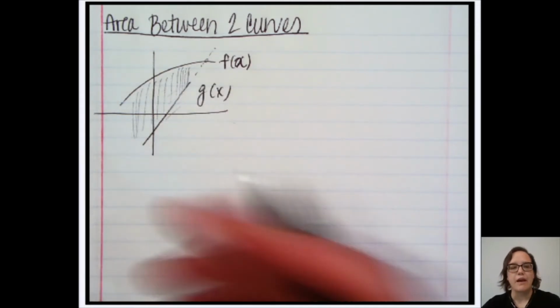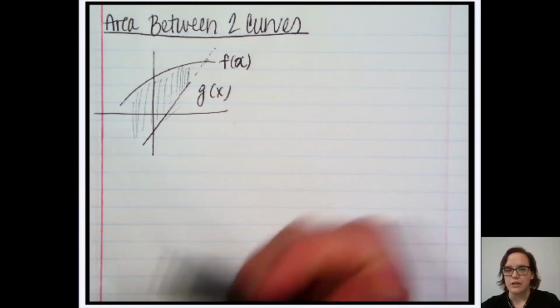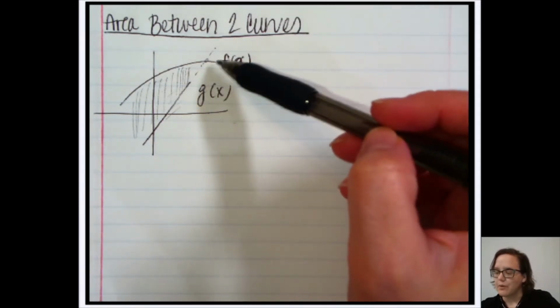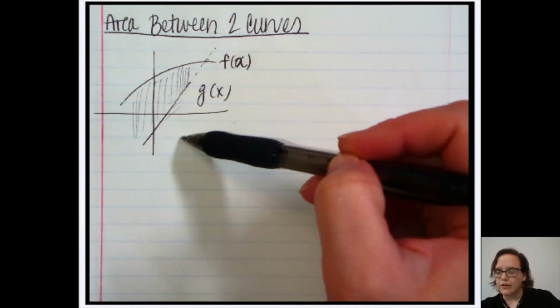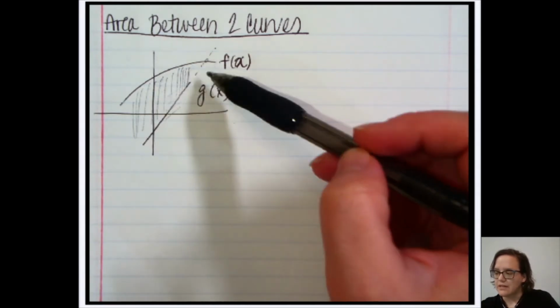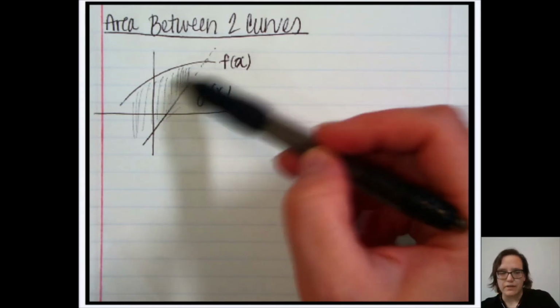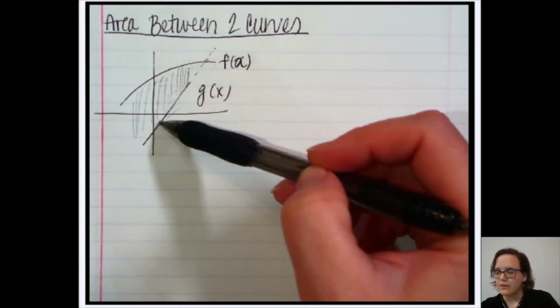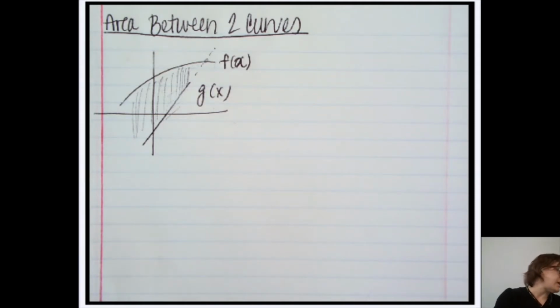Our whole goal is to find out what this area between them is. Now how do we do that? Well, it's all down to subtraction, because if you remember, when we integrate, that's just finding the area beneath the curve. So if I start with f of x, our big one, and then take away g of x, which is underneath here, that will leave this piece here.